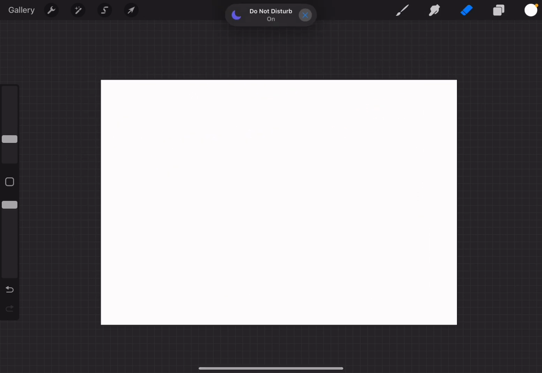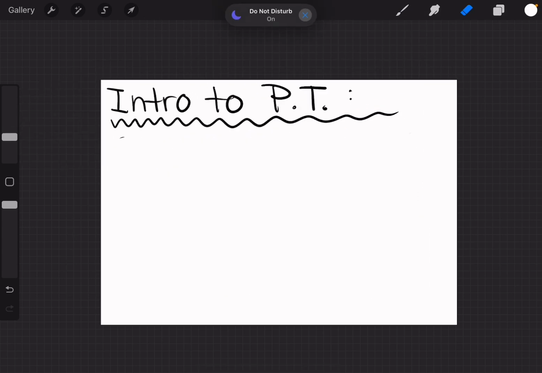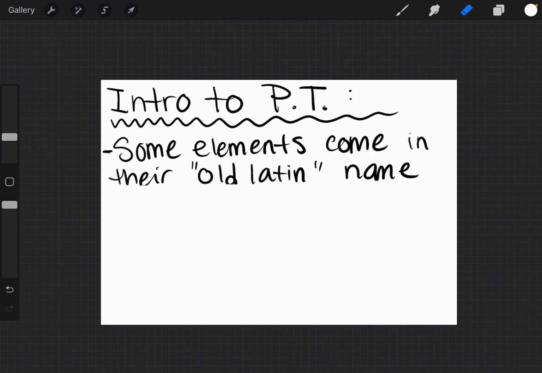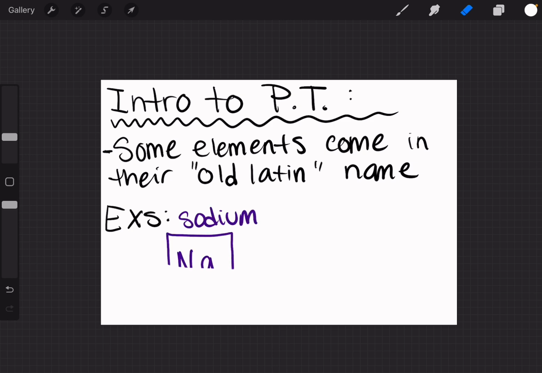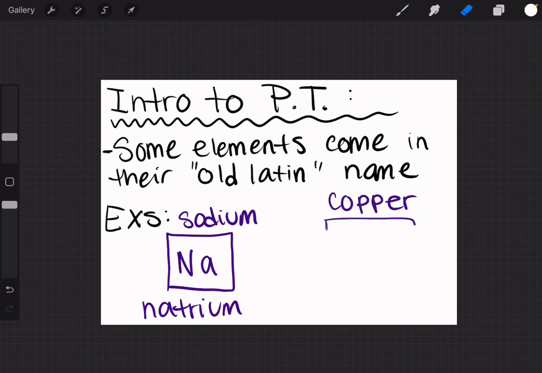Continuing on with our intro to PT, some elements come in their old Latin name, some examples of those are sodium, which is written as Na, which stands for natrium. And another example of that is copper, which is written as Cu on the PT, and that stands for cyprium.